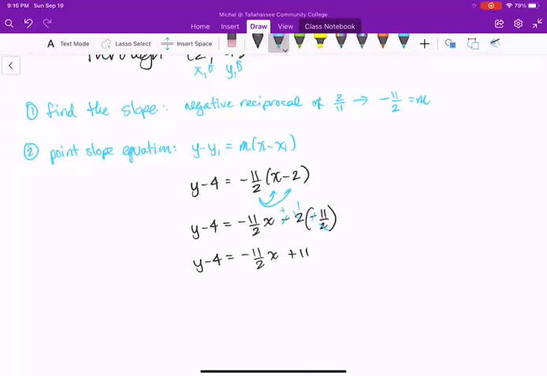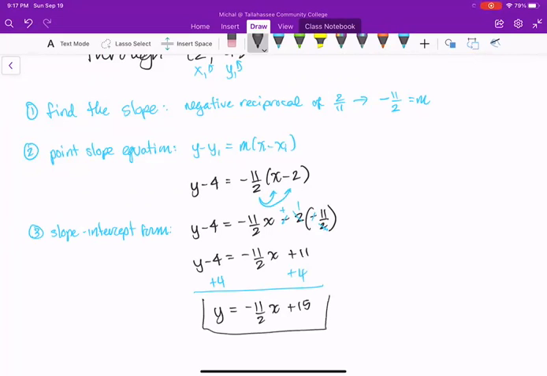So my last step to get into the slope-intercept form, by the way, this I guess is our third step anyway, is to add 4 to both sides. That'll let me isolate for y. And my final answer is y plus 0, or just y, is equal to negative 11/2 x plus 15. And so this is my final answer.